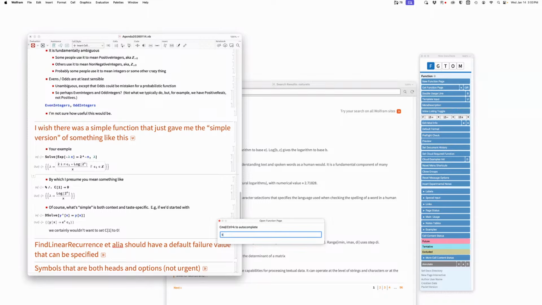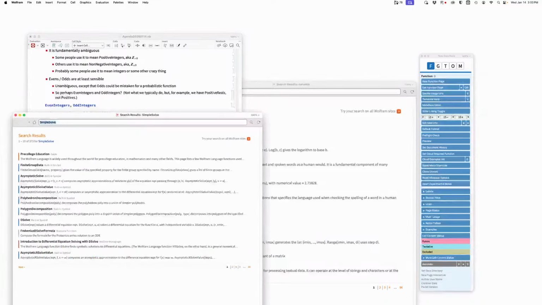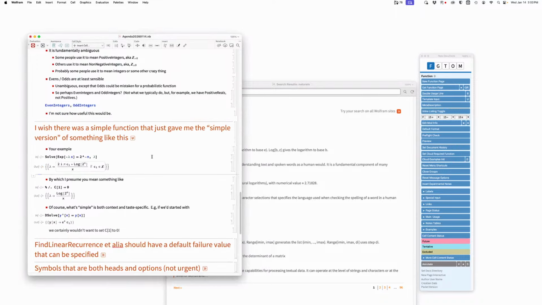So the question is also, is it supposed to be simple or just not use complexes, which is just two different things? So what should happen with simple solve of sin x equals 0? I don't know whether the name should be simple solve, or should it be real solve simply? I don't know. It should give real solutions. That's the right thing. It should do the thing that a person who isn't being pedantic expects.